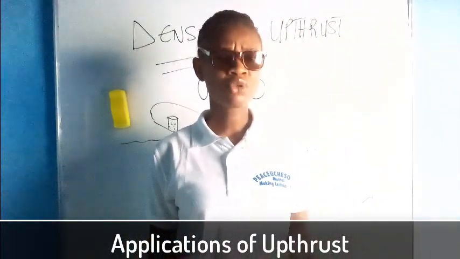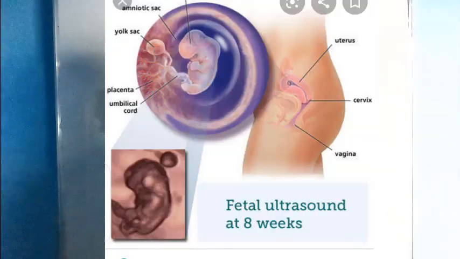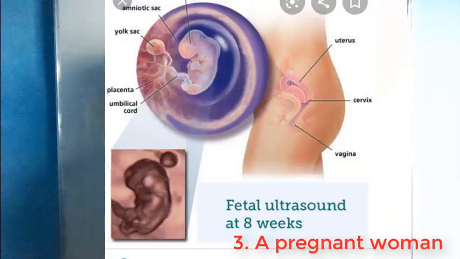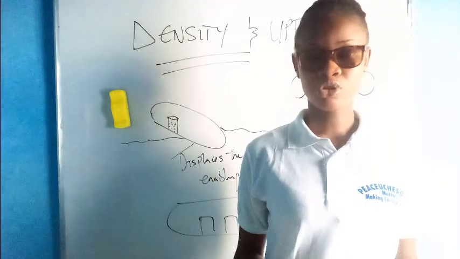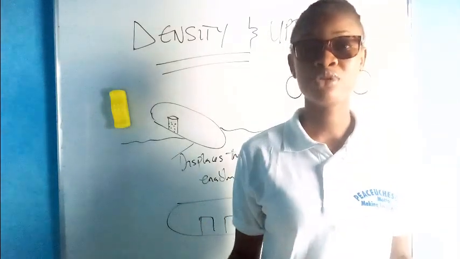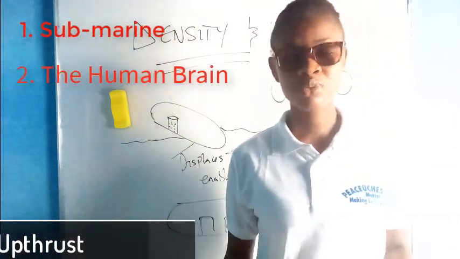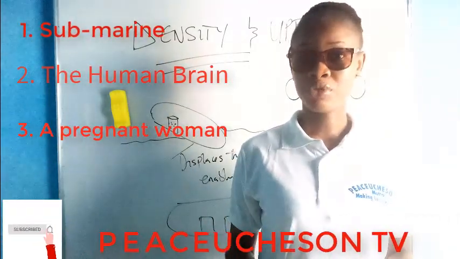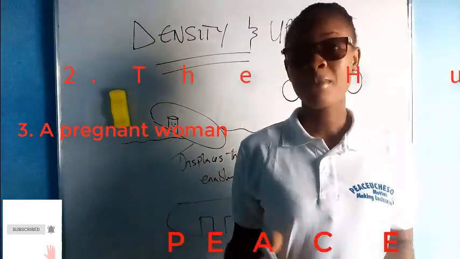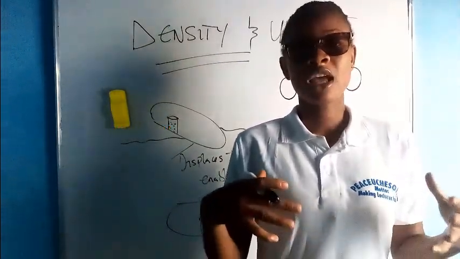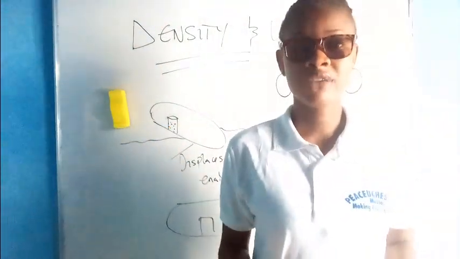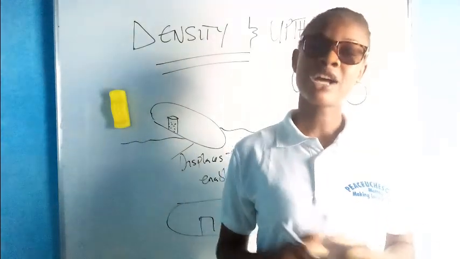Also, a pregnant woman. Yes, a pregnant woman. The baby is in an amniotic fluid. What is happening? Archimedes' principle again. So she tends to carry her baby to full term without experiencing too much pressure as a result of the fluid, as a result of buoyancy, making it look like the baby is not heavy, whereas the baby is actually heavy.